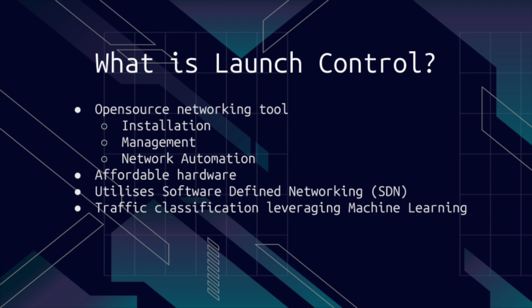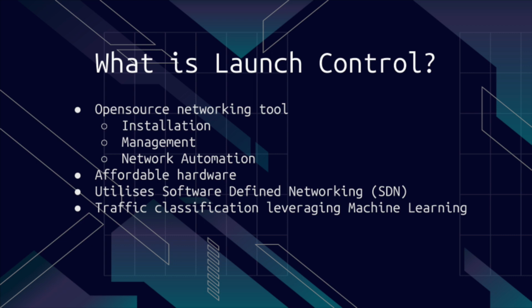SDN Launch Control, or Launch Control for short, is revolutionizing the deployment of software-defined networks by making it accessible and affordable for everyday users. This open-source tool harnesses commodity hardware like old laptops and Raspberry Pis to set up robust SDNs using automation. It replaces complex terminal management with a user-friendly interface integrating OpenFlow, Open vSwitch, and convolutional neural networks for smart traffic classification and automated quality of service management.